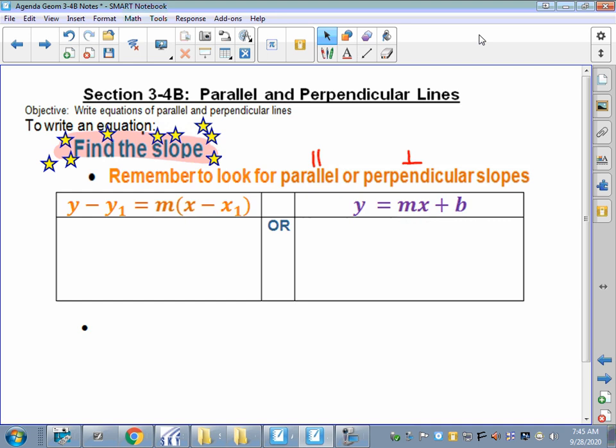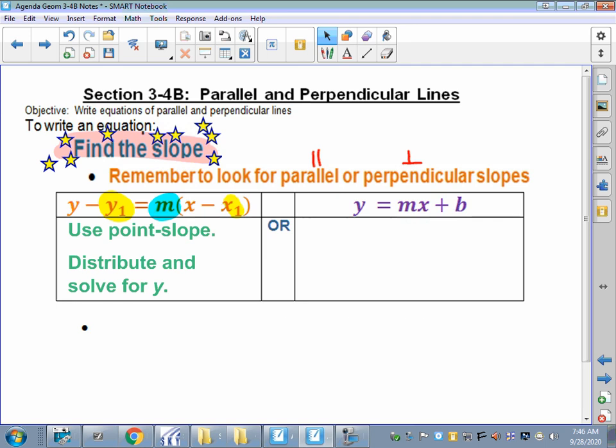In section 3.4a, we used the point slope formula: y minus y1 equals the slope times the difference of x minus x1. Remember, we plugged in information. We need the slope, that's why we need to find it. We put in an ordered pair, x1 and y1, and then we distributed and solved for y. That can be your go-to. A lot of people like that way. It seems easy. Distributive property is super easy. Add or subtract to get y by itself.